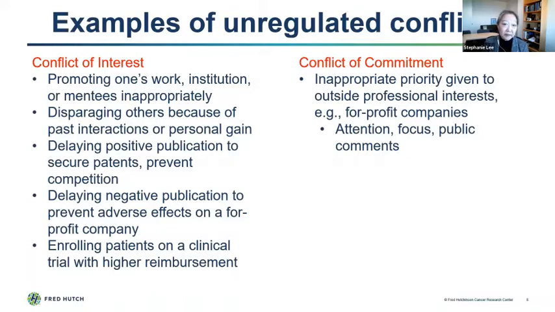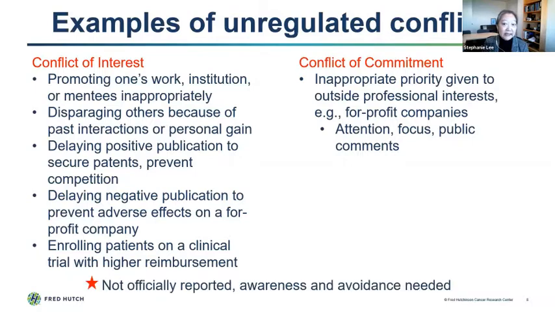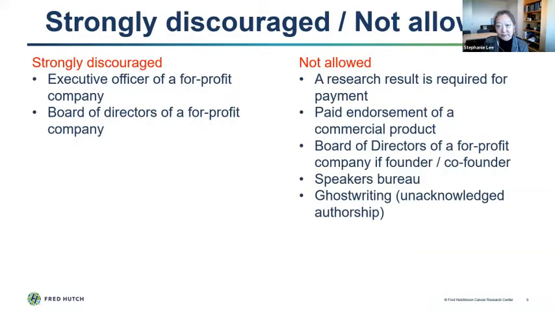A conflict of commitment can occur if you give inappropriate priority to outside professional interest, even if it's not more than 10 or 20% of your time. So if you give inappropriate attention, focus, or public comments, that can be a conflict of commitment. And these are not officially reported. You just have to be aware of them and avoid them if possible. What is strongly discouraged or not allowed?